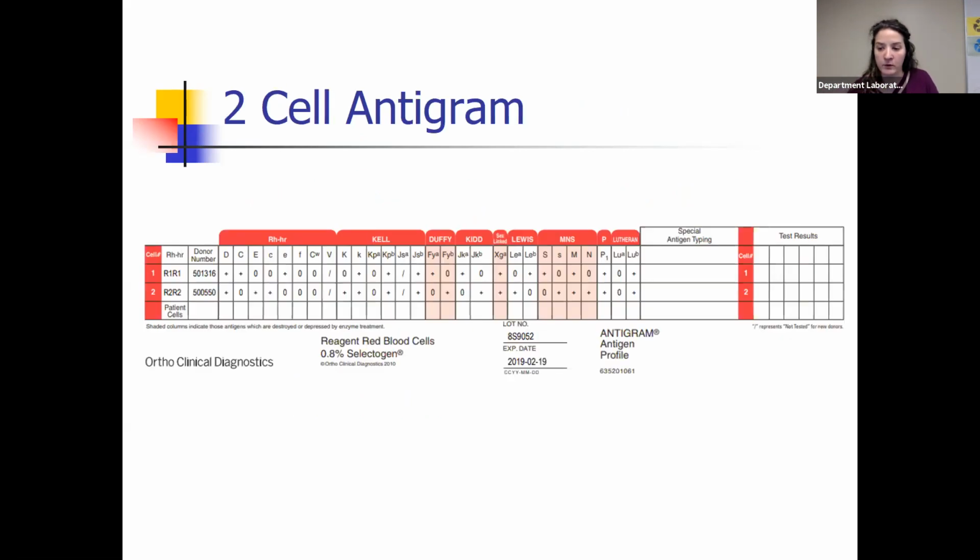So here's an example. Most places will want to have JKA homozygous. So here's a 2-cell screen. Notice that both screen cells 1 and 2 are D positive, so you don't have a D negative cell in your screen. And both of these cells actually happen to be homozygous. This one is homozygous for JKA, and cell 2 is homozygous for JKB.